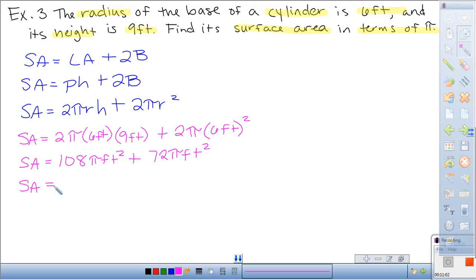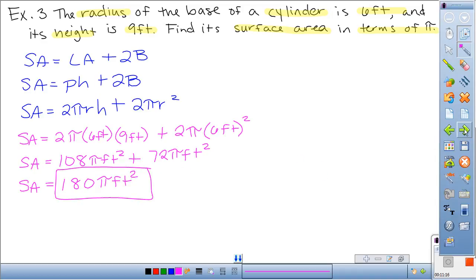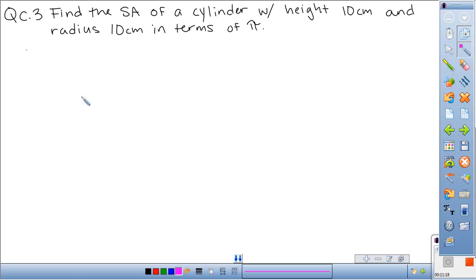So finally, the surface area is, now we combine these together, 108 pi feet squared plus 72 pi feet squared. We end up with 180 pi feet squared. And there's our surface area. Let's try one more. Quick check 3. And we do it the exact same way. They've given us the information we need, write down our formula, plug in the numbers.